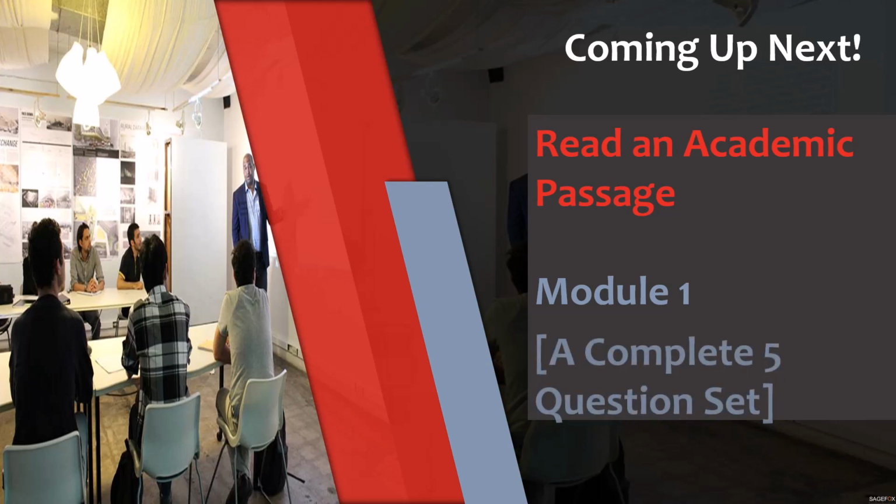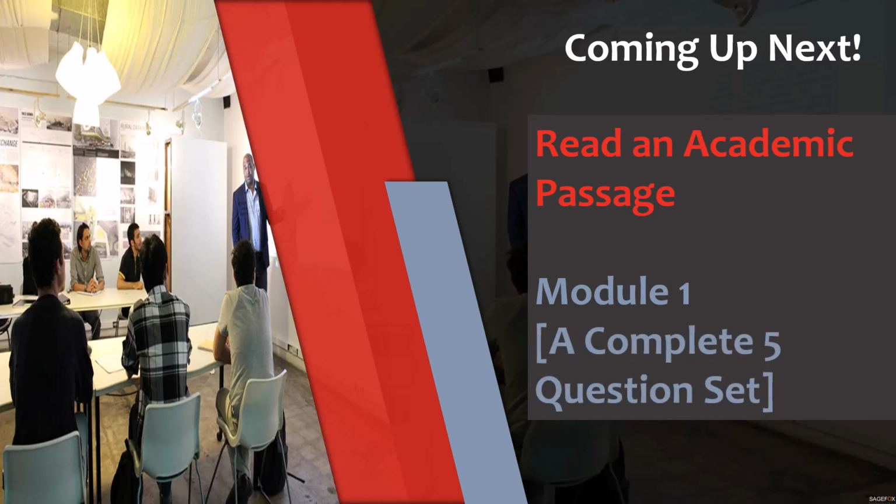Coming up, Module 1, a complete 5-question set for Read an Academic Passage. Make sure that you have your paper or your phone ready to write down your answer choices. At the end, we will give an answer key that gives all the information for the correct answer and explains the incorrect answers. However, we won't be doing a detailed strategy breakdown because we already did that when we went over each individual question type and broke down the strategy and showed you how it applied. Now it's just about practice. Let's start.